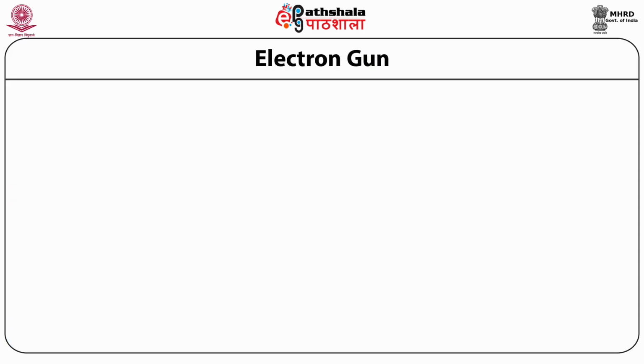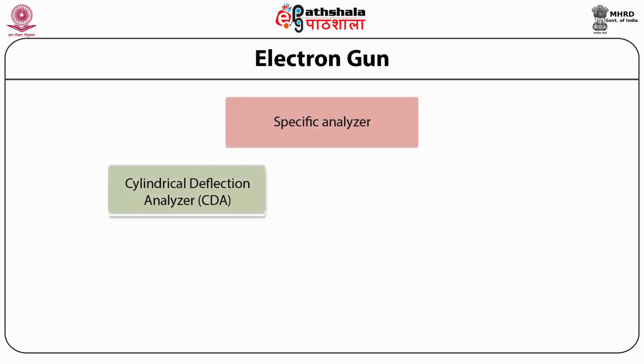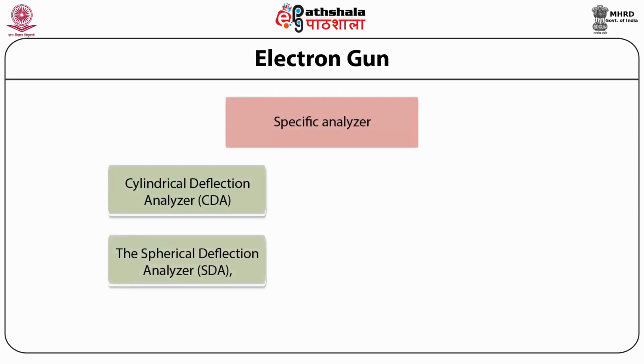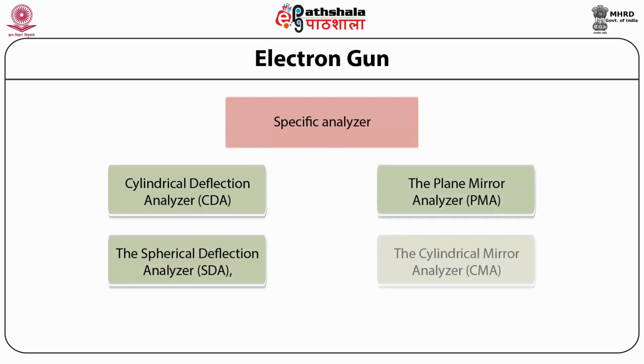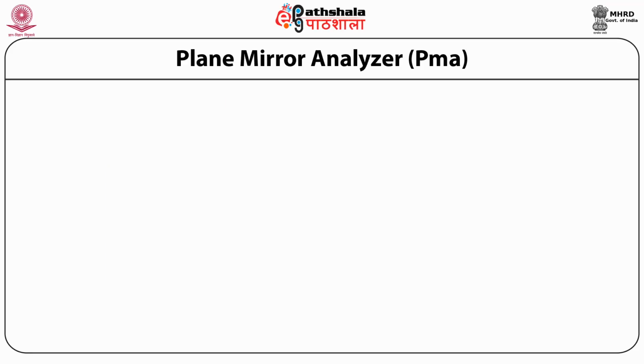The specific analyzers. Within the broad picture of two main analyzer classes, there are a variety of specific analyzers that are preferentially used in photoelectron spectroscopy. These are the cylindrical deflection analyzer, the spherical deflection analyzer, the plane mirror analyzer, and the cylindrical mirror analyzer. All the analyzers are explained in more depth under the spherical deflection analyzer topic. First of all, we will study the plane mirror analyzer.